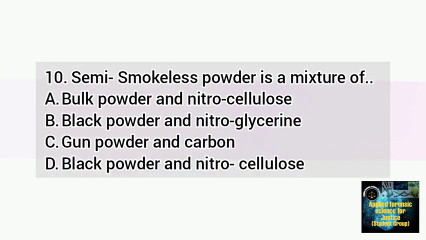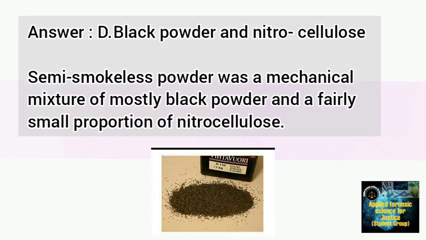Question number 10. Semi-smokeless powder is a mixture of: option A, bulk powder and nitrocellulose; option B, black powder and nitroglycerin; option C, gunpowder and carbon; option D, black powder and nitrocellulose. The correct answer is option D, black powder and nitrocellulose. Semi-smokeless powder was a mechanical mixture of mostly black powder and a fairly small proportion of nitrocellulose.